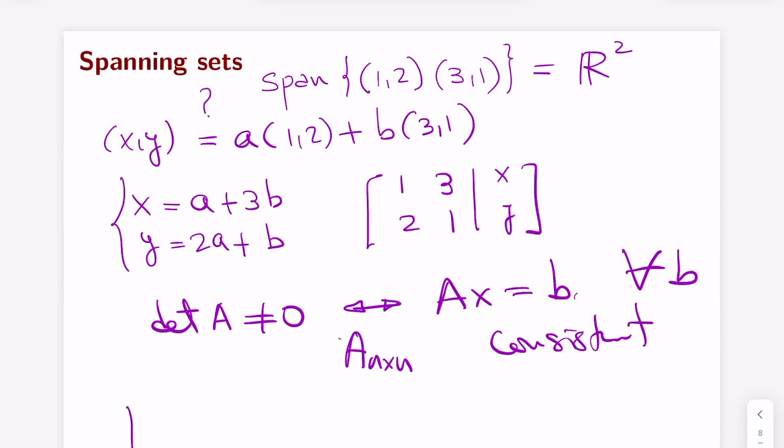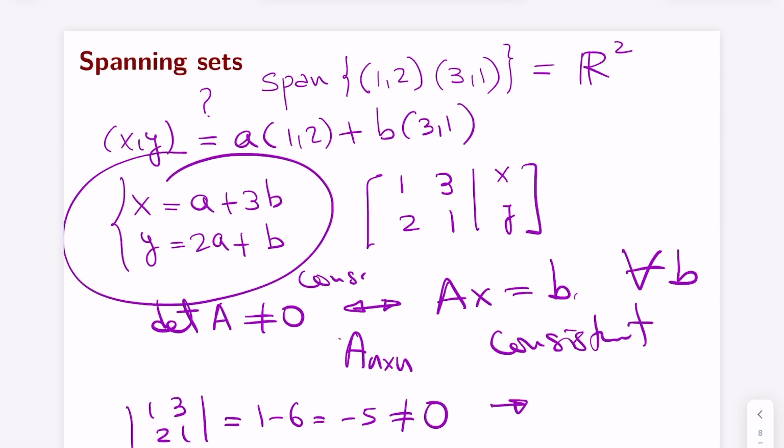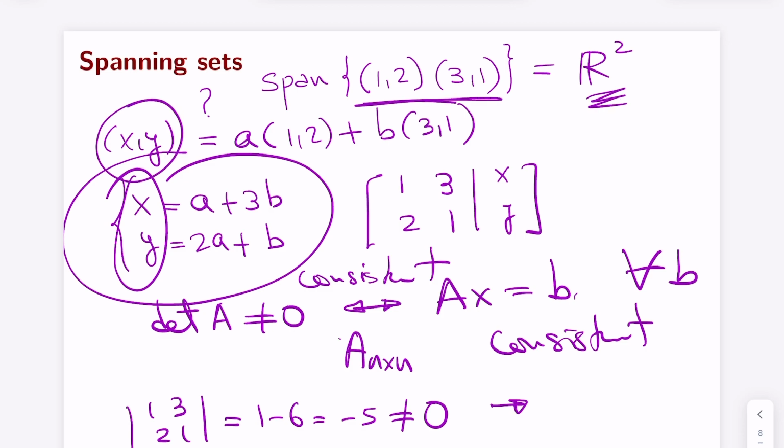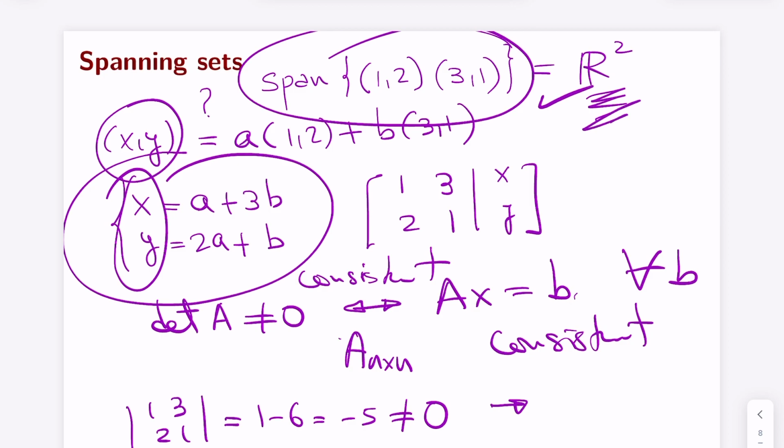Let's just calculate this determinant, (1,3;2,1). This is 1 minus 6, that is not 0. Because of that, we know that this system is going to be consistent for any B that you put here. So this system is consistent for all x, y. What that means is that no matter what point in R2 it is, any point can be written as a combination of these two. So the spanning set here is the whole R2.